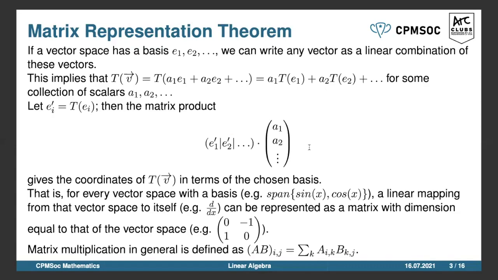So basically concluding what I just said, for every vector space with a basis, for example, the span of sin x and cos x, a linear mapping from that vector space to itself can be represented as a matrix with dimension equal to that of the vector space. So what this means is basically this matrix product.